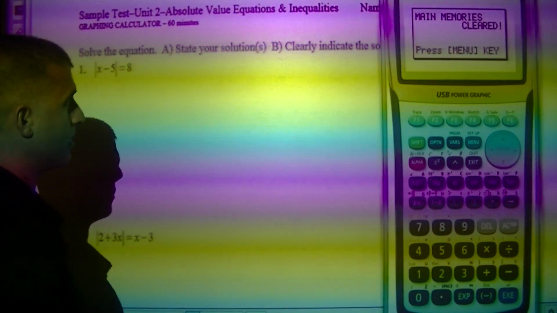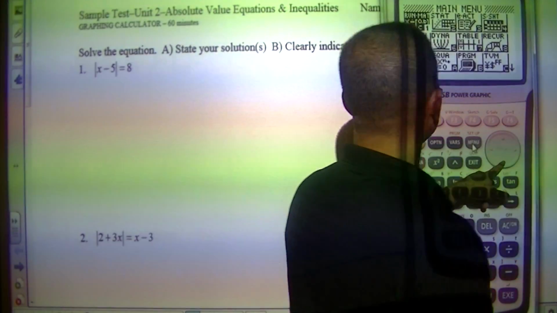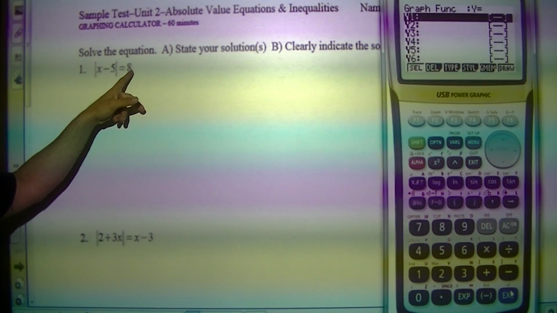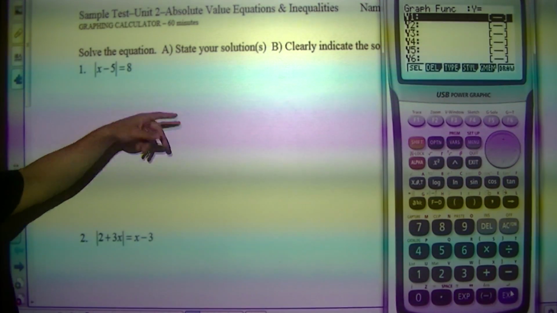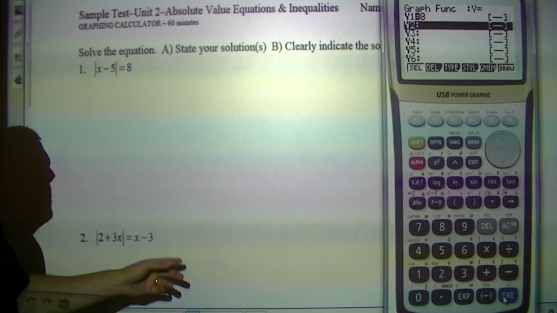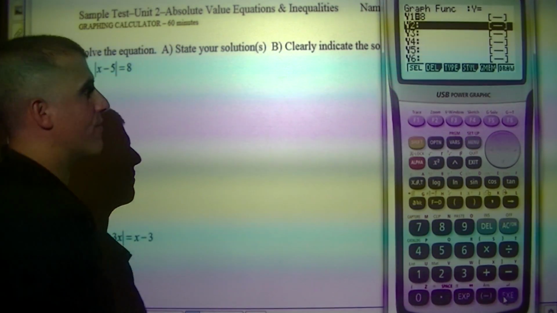So here's what we're going to do. When we go ahead and solve these, what we're going to do is go to graph. Now, a rule of thumb is we're always going to graph the right side first. So I'm going to graph 8, and then I'm going to graph the absolute value of x minus 2.